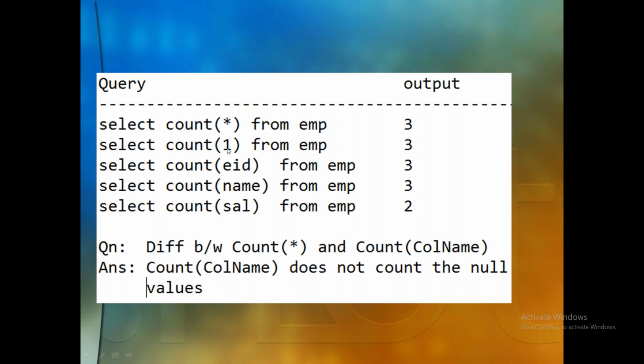Count star, count one, count two, there is no problem at all. But when you say count employee ID, employee name, employee salary, then there is an issue. If that column has null values, you will have a lot of issues there. Am I clear? So this question we can easily answer. You never say count star is slow and count one is very fast.